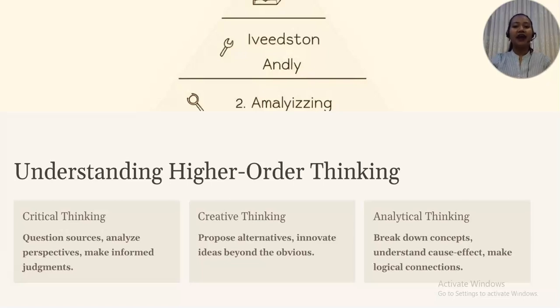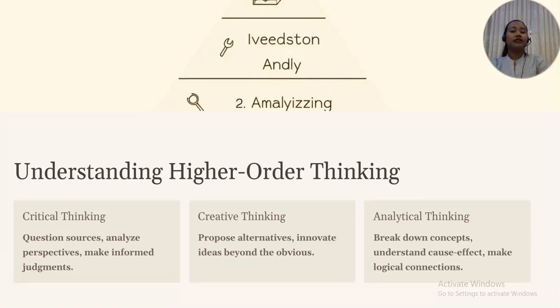We look at higher order thinking through three lenses. What are these three lenses? These are critical thinking, creative thinking, as well as analytical thinking. So, what is critical thinking? It is questioning what we see and what we hear. And what is creative thinking? It is imagining new ideas. And analytical thinking, it is breaking things down and seeing how they fit together.